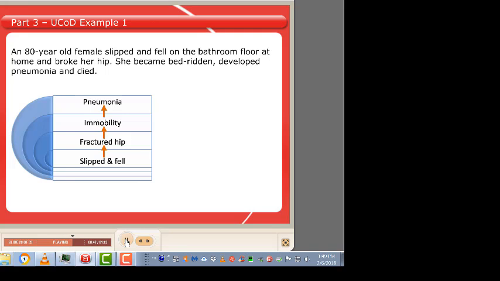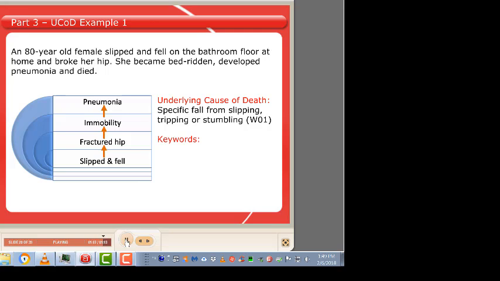The underlying cause of death, however, is falling. Based on the narrative, we are even able to determine that it is a specific kind of fall on the same level from slipping, tripping or stumbling, or ICD-10 code W01. Important keywords you should note are fall, fracture, bedridden and pneumonia.